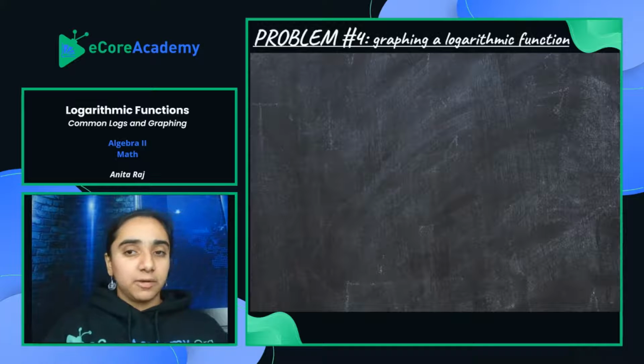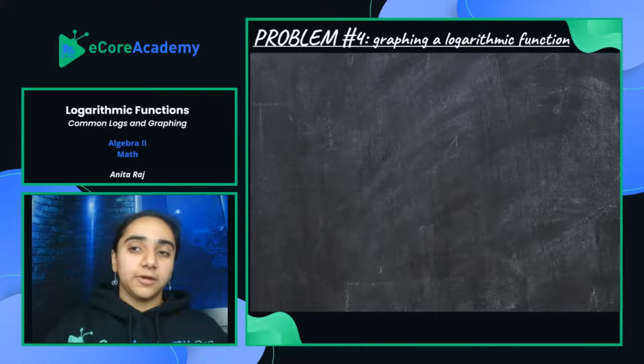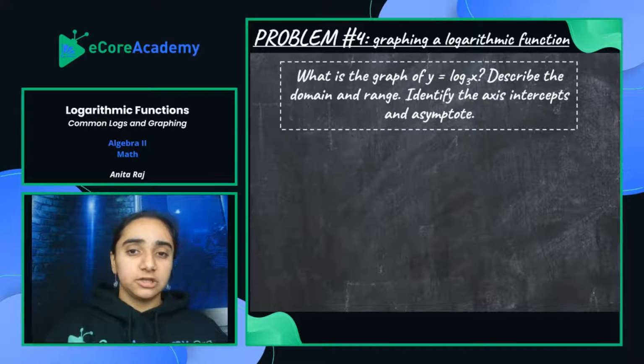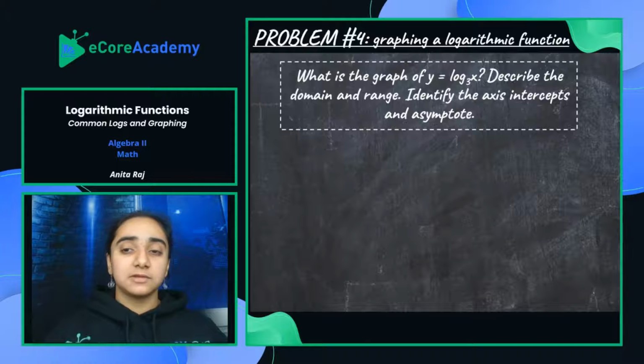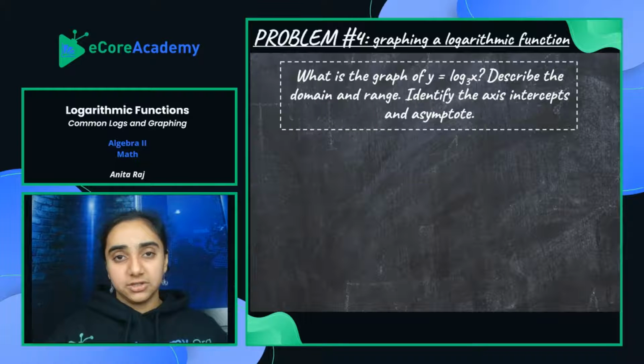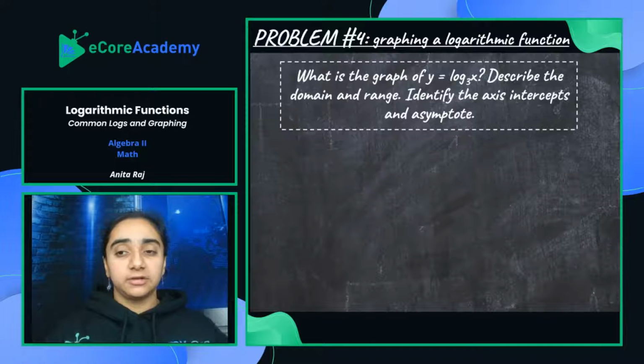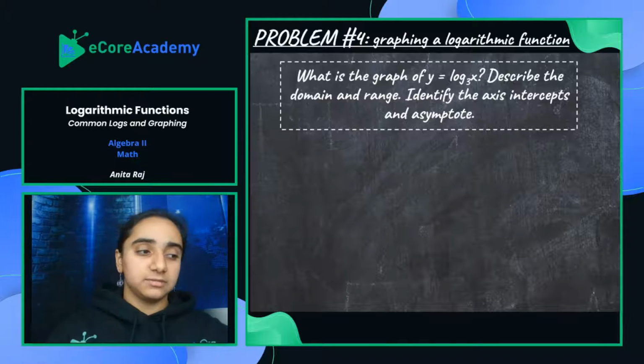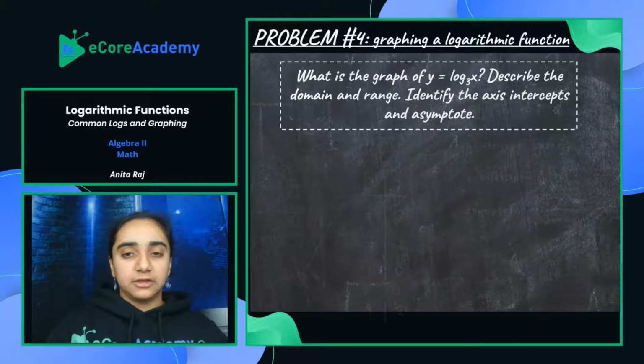Now we're going to do a quick problem number 4. It's all about graphing a logarithmic function. The instructions say, what is the graph of y equals log base 3 of x? Describe the domain and range, and then identify the axis intercepts and the asymptote. So we're graphing this log. We're also going to identify the domain and range in interval notation. Then we're going to identify where it intercepts the axis, and where the asymptote is. We're going to do all of that in this problem.